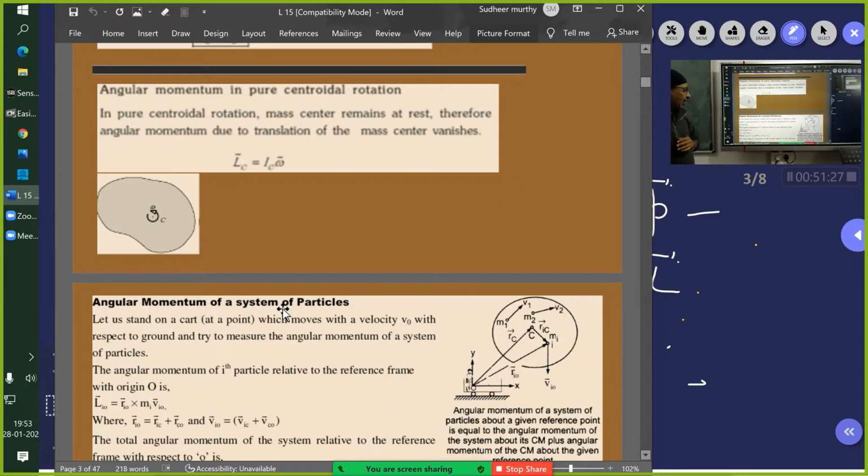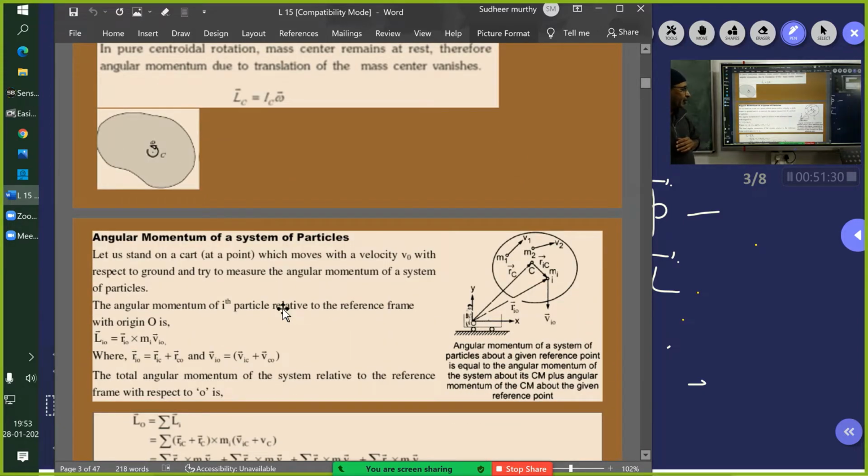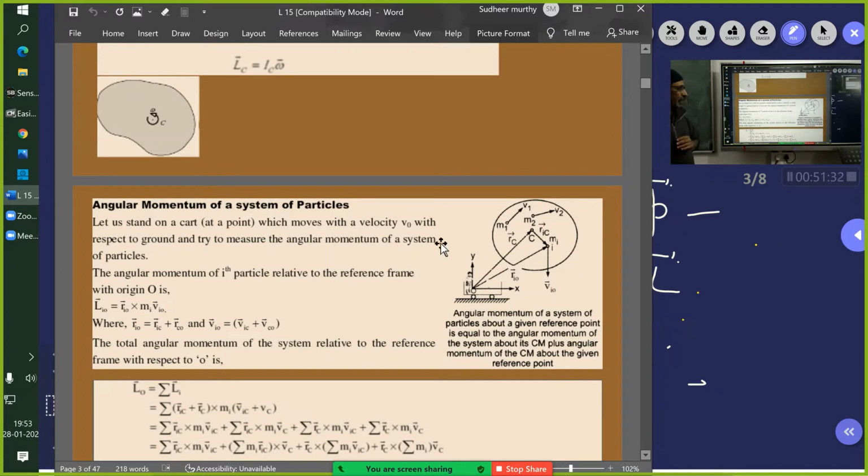Now, angular momentum of a system of particles. Here I am giving you a more complicated diagram, and you can see that the reference point is mounted on a trolley. Can you see here? So this is only to say that the reference point need not be fixed. But if the reference point changes from O to O dash, then RIO will change to RIO dash. Keep this in mind.